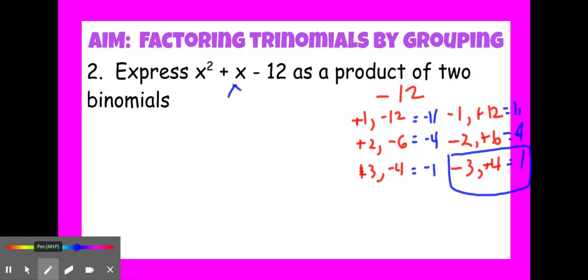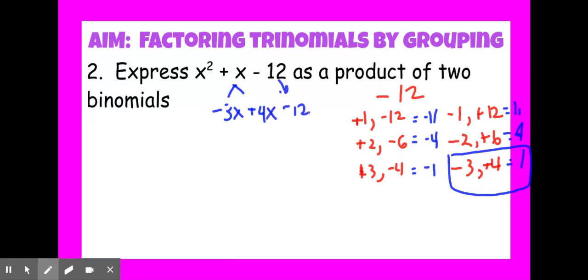So I'm going to put -3x plus 4x, and then I'm going to bring down my -12 and my x squared. So this step is always the same. It's the middle step that changes because it all depends on the numbers we're using. Now we group it and factor out our GCF.